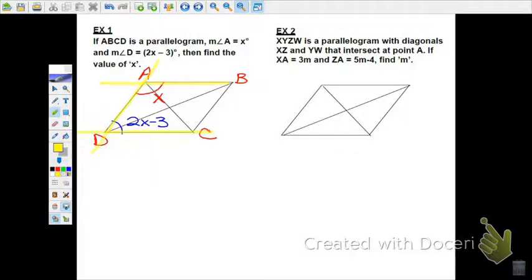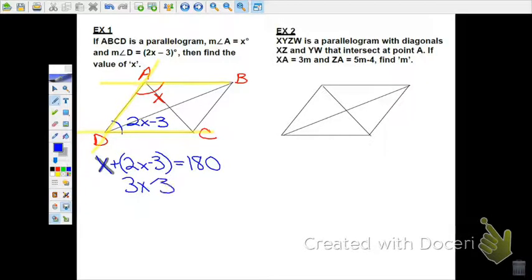So consecutive angles, what does our note say they are? Supplementary. They are supplementary, which means 3x minus 3 plus x plus 2x minus 3 equals 180. So I combine my like terms.